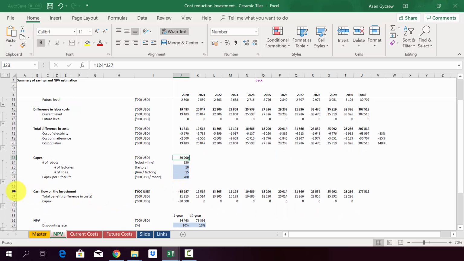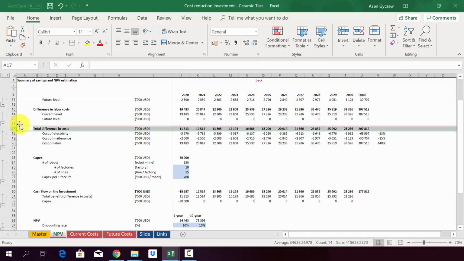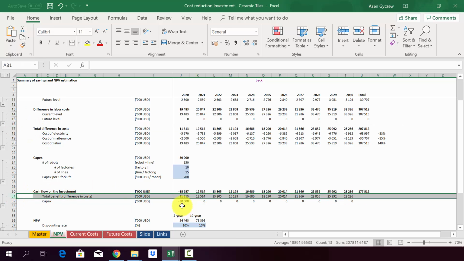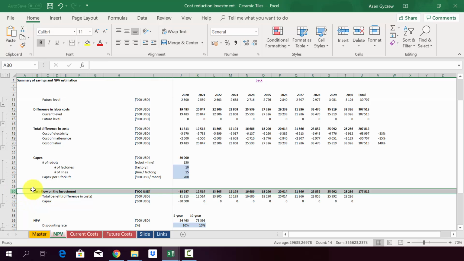So we calculate the cash flow. We use the total benefit. In our case, this is the difference between costs as the benefit. And it's 11 million and we compare it with the CapEx. And for each and every year, we've got the cash flow in row 30.